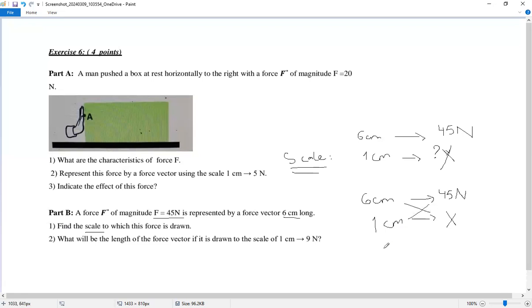Same thing, we cross multiply. X times 6 is 6x equals 45. And x is equal to 45 over 6, okay? It's 7.5. What is the unit of 7.5? Because we are finding the magnitude here, it's of course in Newton, okay? So the scale is: for every 1 centimeter, there is 7.5 Newton, okay?